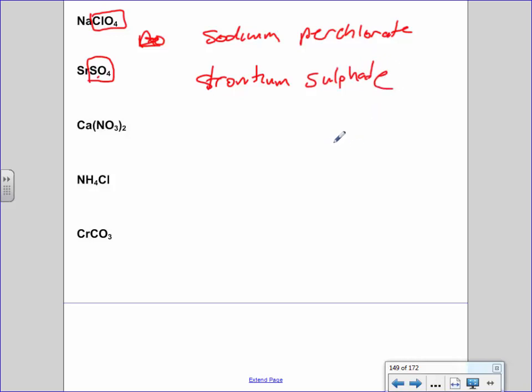I'll do one more here, and then I think we'll call it a day. Ca, and then this whole NO3 is in brackets twice. The reason for that is due to the charges. Calcium's actually +2. This guy's -1, so you need 2 of the whole thing. But that doesn't matter for naming it. Okay. Ca is calcium. We just need to find what the heck an NO3 is.